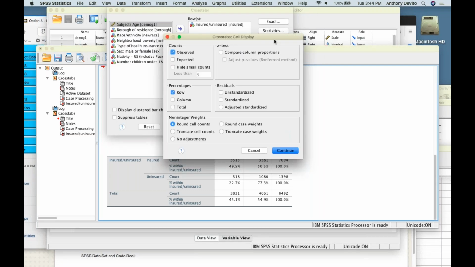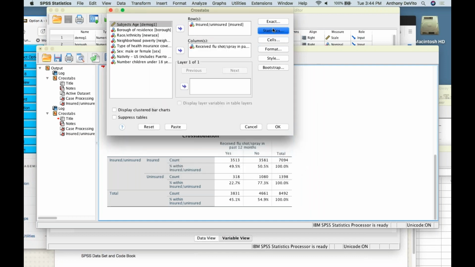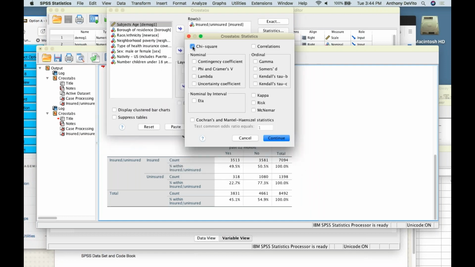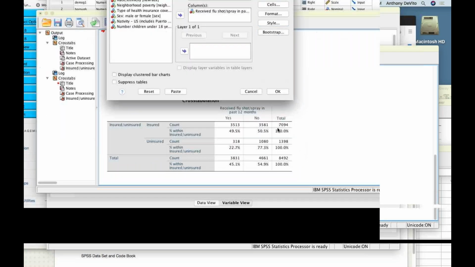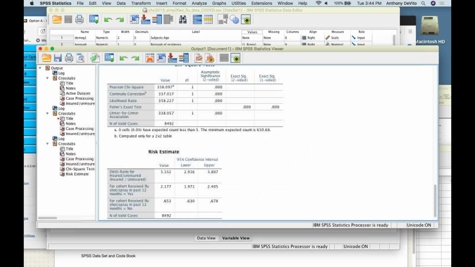Let's do a statistical test to test that. That statistical test is going to consist of, got the wrong button, chi-square. Oh, wait a second, it's a 2x2 table, so I can do odds ratio also. I'm going to click continue. I'm going to say OK. What do I get?